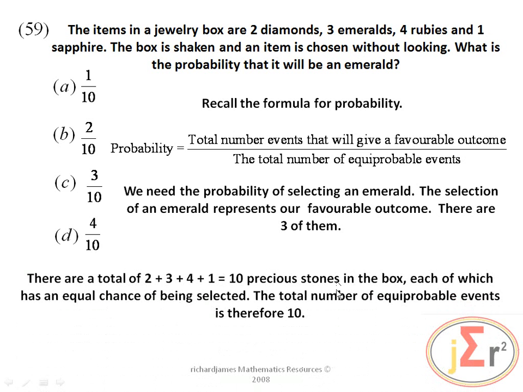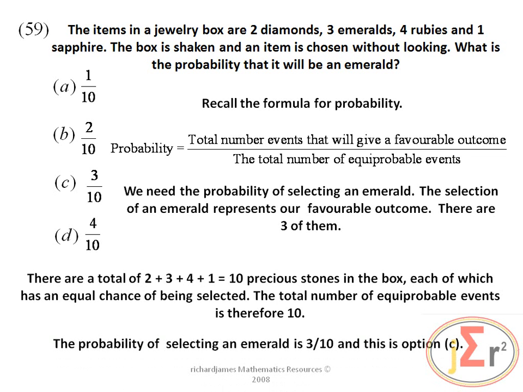There are a total of 2 plus 3 plus 4 plus 1, and that is equal to 10 precious stones in the box, each of which has an equal chance of being selected. The total number of equiprobable events is therefore 10. The probability of selecting an emerald is 3 over 10, and this is option C.